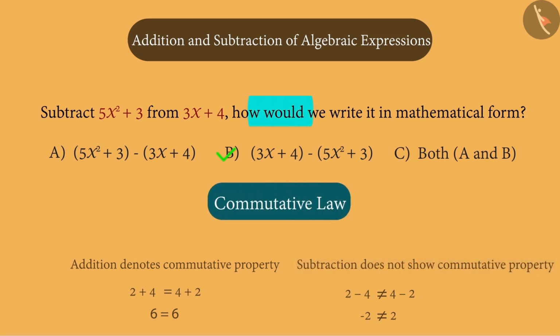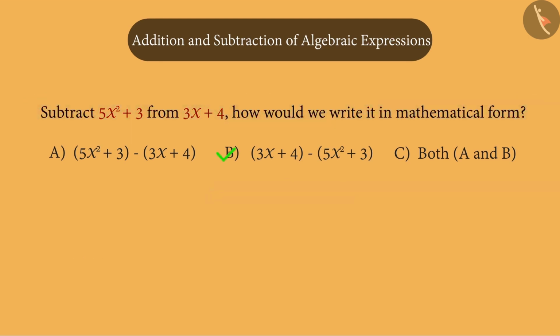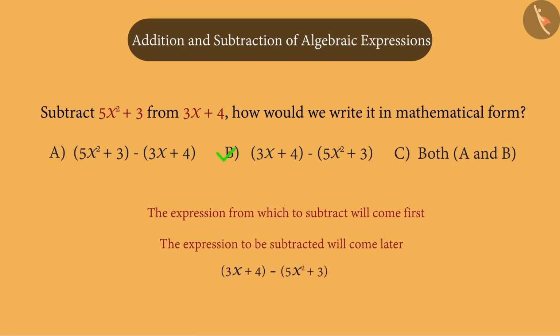Let us now use it here in the given question. Our question says that 5x squared plus 3 be subtracted from 3x plus 4. The expression from which the second expression is subtracted will be written first, and then the expression that is to be subtracted will be written. So, our first step will look like this.